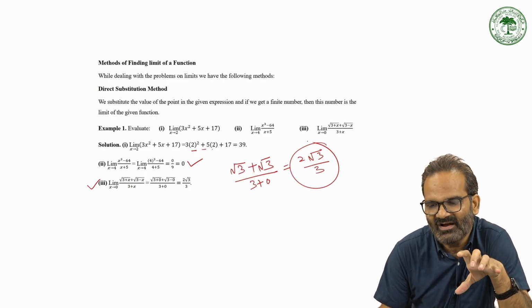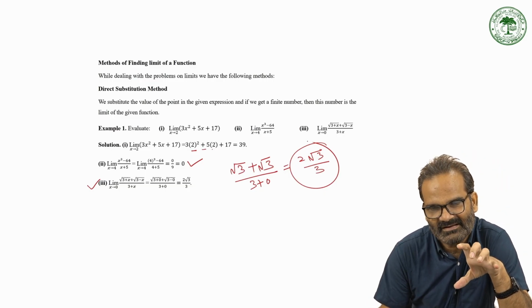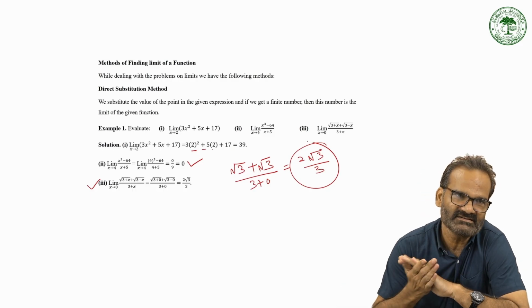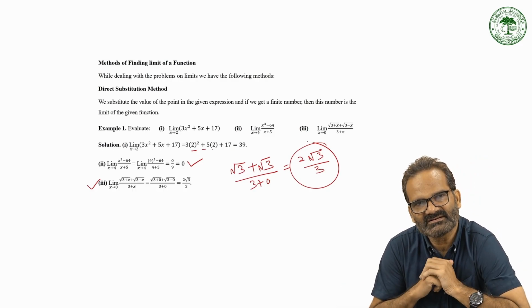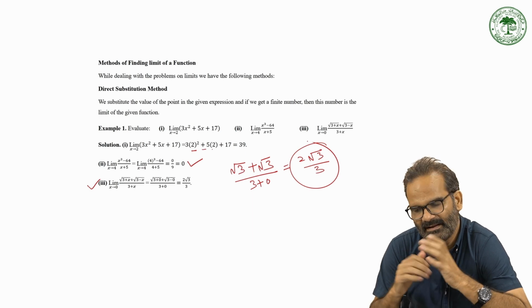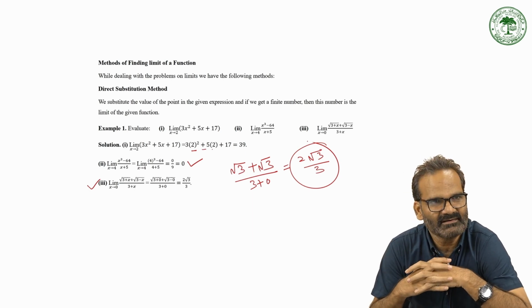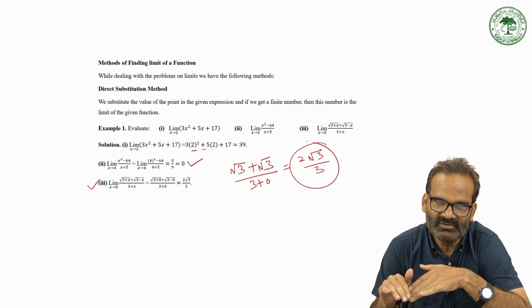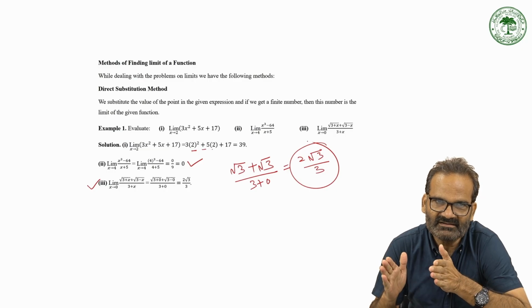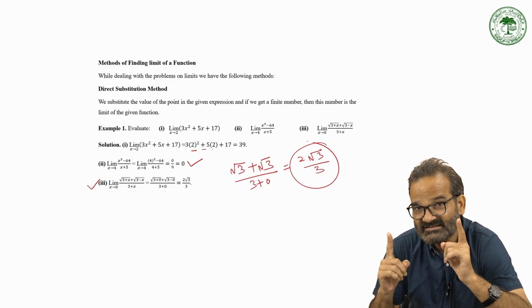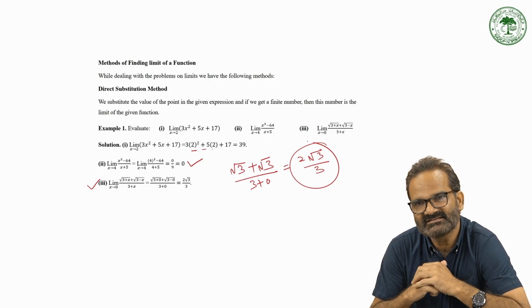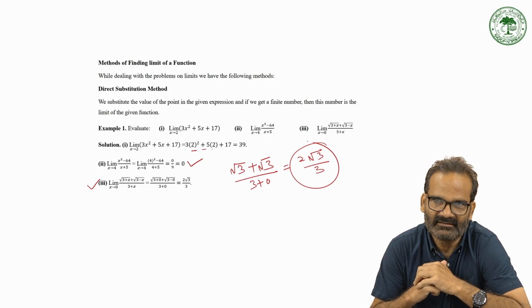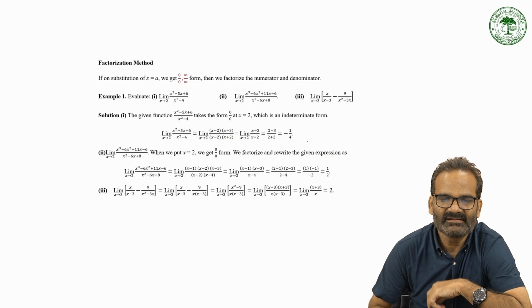So what you have perceived, what you have concluded from these 3 examples, is that the first method to find out the limit of any function is the direct substitution method. And in the direct substitution method, we will directly put the value of x in the given function and simplify it. We must get a finite number, only then that will be considered as a limit, right? So come to method 2.